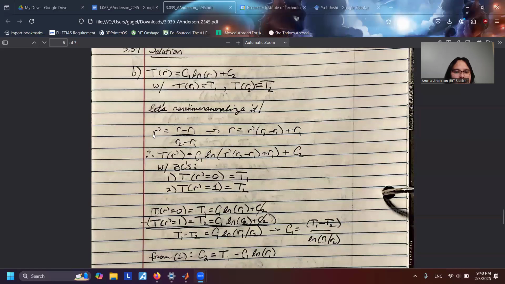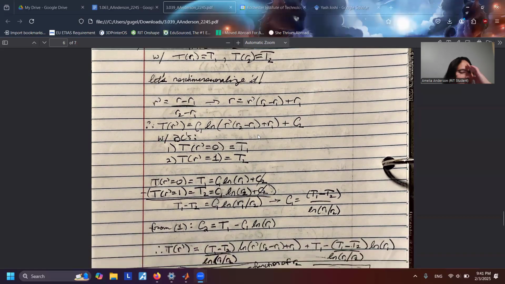But what we do now is we're going to say, okay, we've got R', but our function is a function of R. So how do we change R' to R? How do we separate this little boy over here from the rest of the function? If we multiply up this R2 minus R1 and then add the R1, we get R as a function of R'. And then we can substitute that into our temperature function.